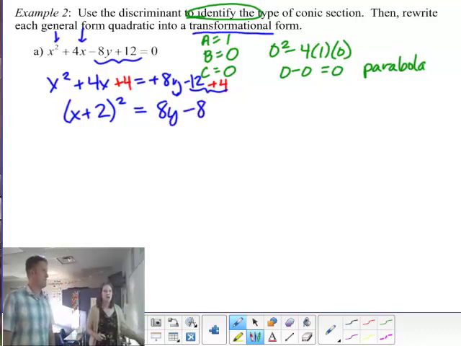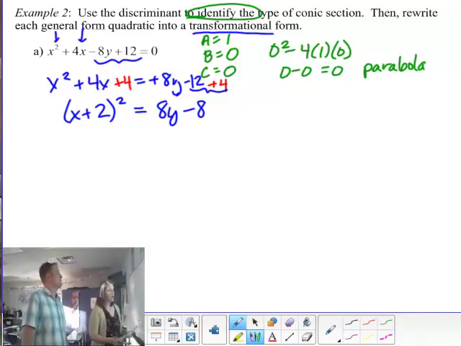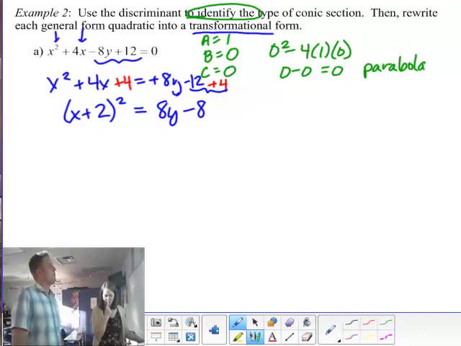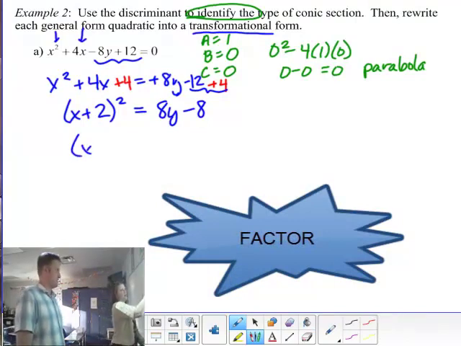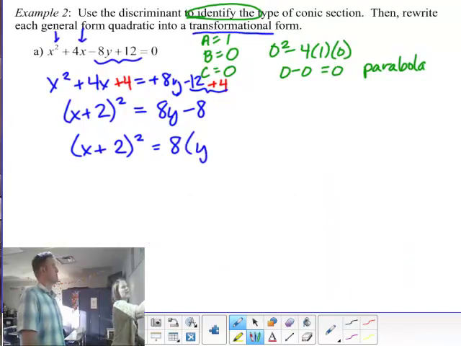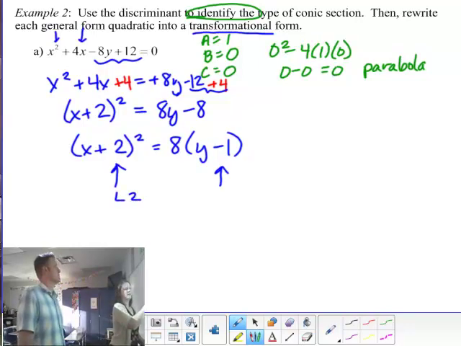Slick. Now, transformational wise, I can see I've got an inside on the x going on, but it's a little bit difficult on the right side to see the transformation. What did we do last chapter? Well, we factored! Oh yeah, right. Factor. So we got x plus 2 squared equals, and I'm going to go ahead and factor, and then I have an 8 times y minus 1. Oh, look at that. I know that whatever this parabola is doing, it's going left 2, and it's going up 1.